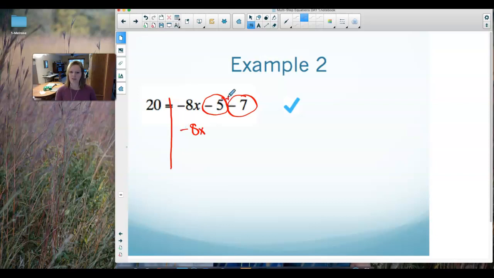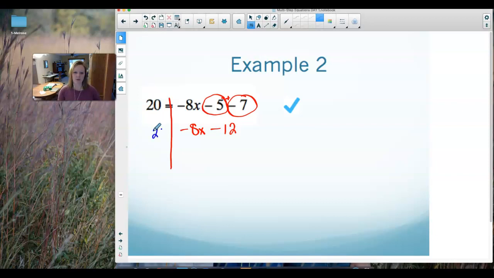Negative 5 plus negative 7 is a negative 12, which also looks like minus 12. They mean the same thing, okay? Remember, we could add the opposite and make this plus negative 12. So we could do that, but I'm not going to. I'm going to leave it just how I had it.